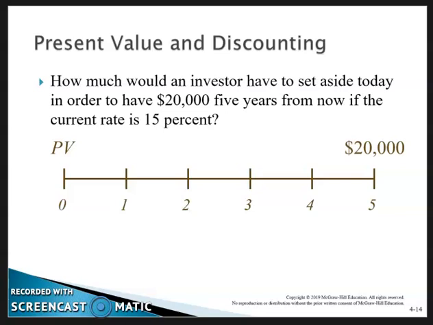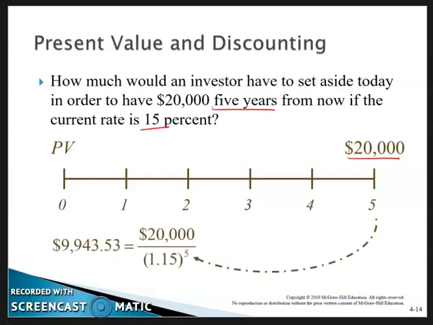We're taking the cash flow in 5 years, $20,000, and we're going to present value that at 15% for 5 years. So that's 20,000 divided by 1 plus the interest rate to the fifth power. And that gives us $9,943.53. So if you deposited $9,943.53 today and earned 15% compounded annually, you would have $20,000 at the end of 5 years.